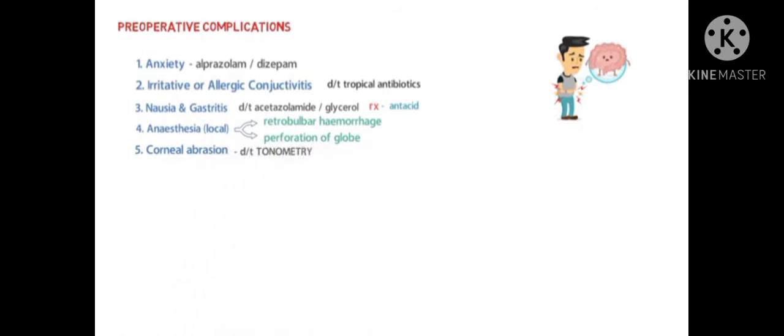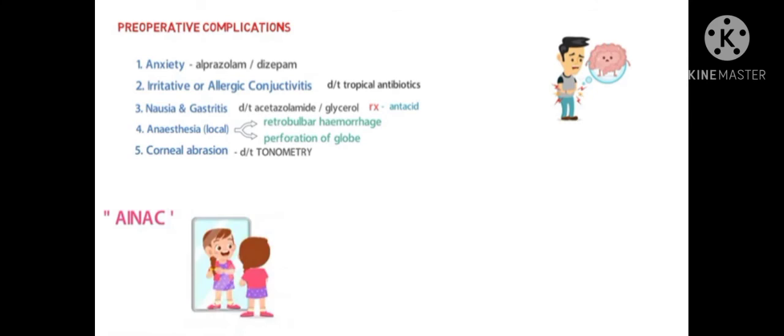Okay, so how can we remember the pre-operative complications? There is a simple mnemonic, that is Aainak. Aainak is a Hindi term, and the meaning of Aainak is mirror. So, A for anxiety, I for irritative or allergic conjunctivitis, N for nausea and gastritis, A for anesthesia, that is local anesthesia, and C for corneal aberration. So this is about pre-operative complications.